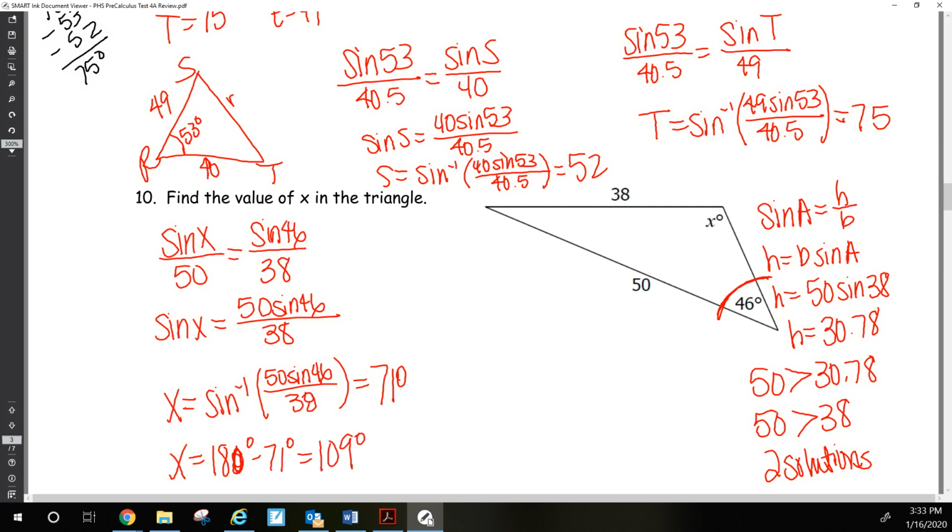So on a multiple choice test, on a standardized test, they could give you either of these. Either of these is the right answer. Is one more right than the other? No. So if you don't see 71 degrees, don't freak out. Go look for the obtuse angle. This is the acute angle that makes it work. This is the obtuse angle that makes it work. Go look for the other one, and it should be on there.